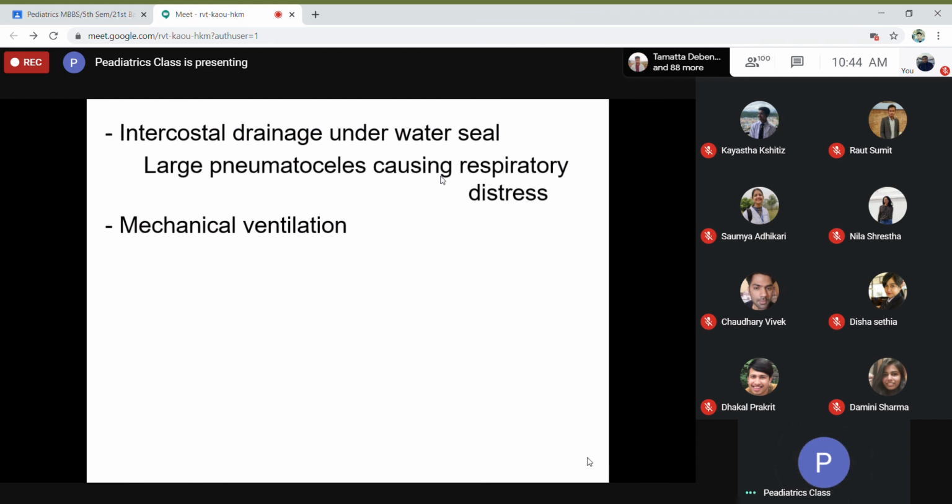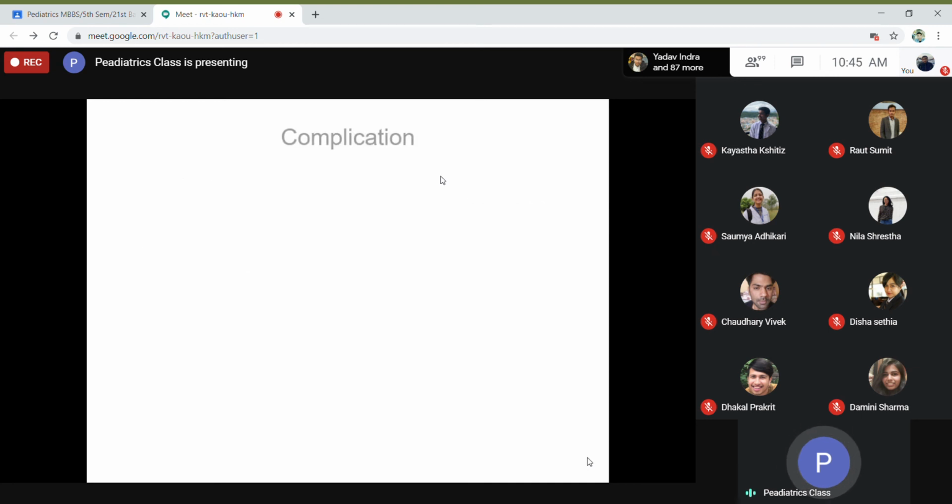If a large pneumatocele is there, or sometimes a pneumothorax, you can put in an intercostal tube and drain the air. Sometimes there is empyema; for empyema, you have to put an intercostal tube with an underwater seal to drain the pus, fluid or air. And if the child is not improving, or develops type 2 respiratory failure, sometimes you have to intubate the child and put them on a mechanical ventilator.